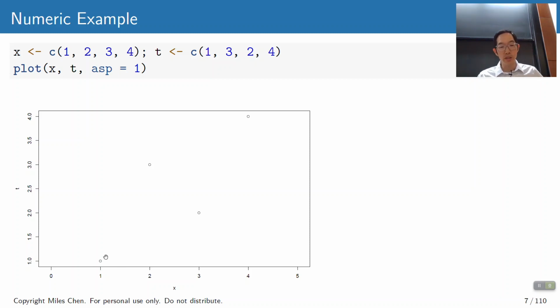In this data set, I have the values 1, 2, 3, 4 for X, and our response values are 1, 3, 2, 4. So these two values aren't strictly increasing. Let's try to fit a line to this data. We want to find the line that minimizes the mean squared error for the residuals here.